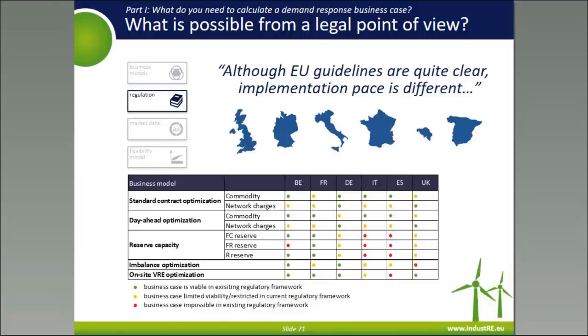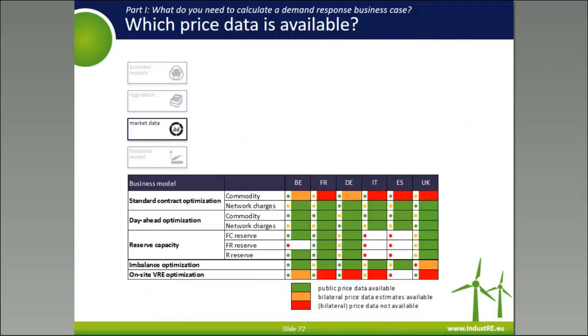That's the starting point. What you have to add to it is price information. If you want to calculate a business model, I have to have prices where I can start from. And we categorize them in the project in three categories. The green ones are the good ones. That's basically publicly available price information. For example, network charges, historical day-ahead prices you can download from the website. So that's the easy bit.